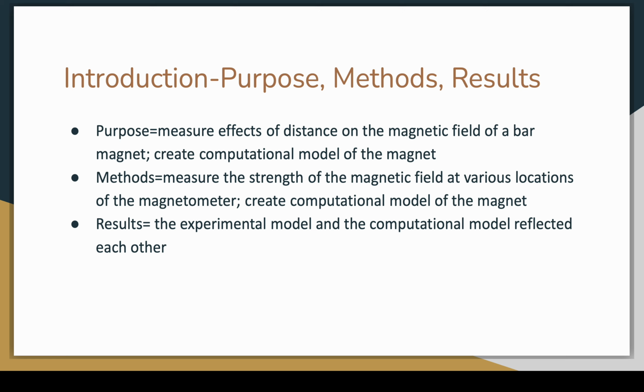Introduction. The purpose, methods, and results. The purpose of this experiment is to measure the effects of distance on the magnetic field of a bar magnet and then to create a computational model of that magnet. Methods. We measured the strength of the magnetic field at various locations of the magnetometer, and then we created a computational model of the magnet. Results. The experimental model and the computational model reflected each other.